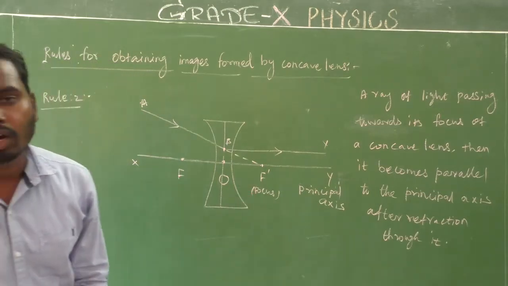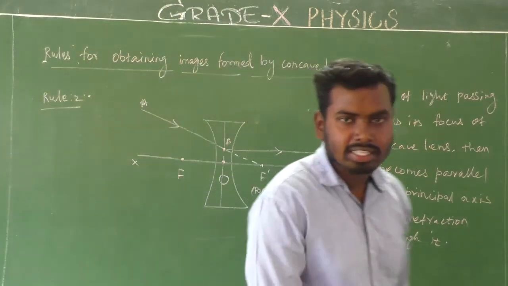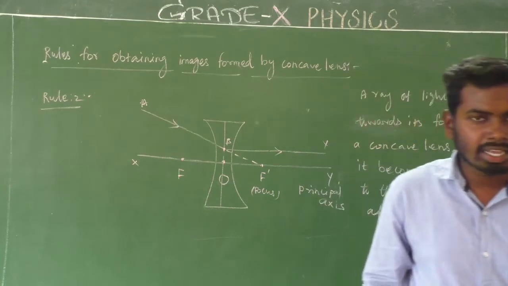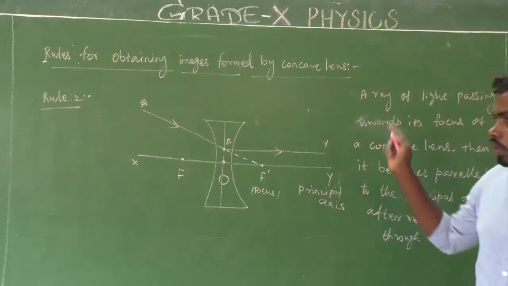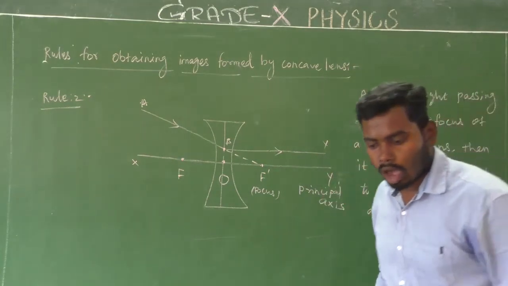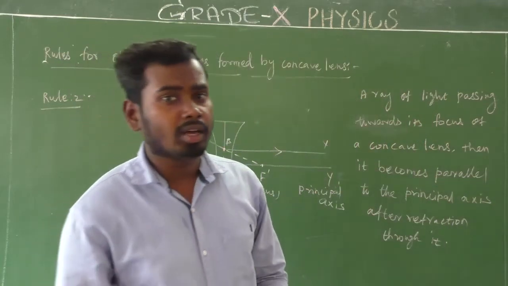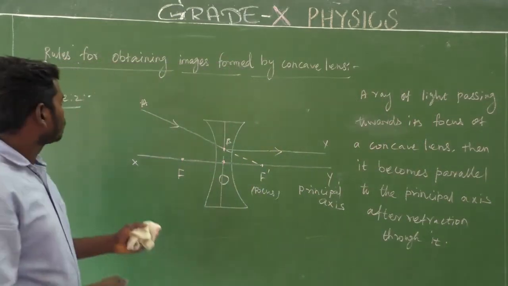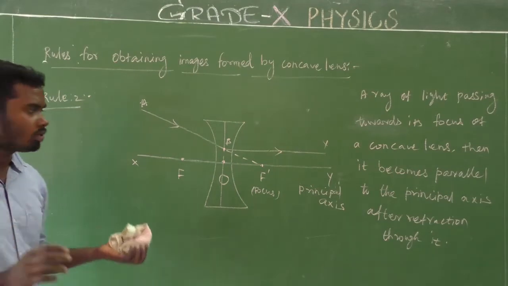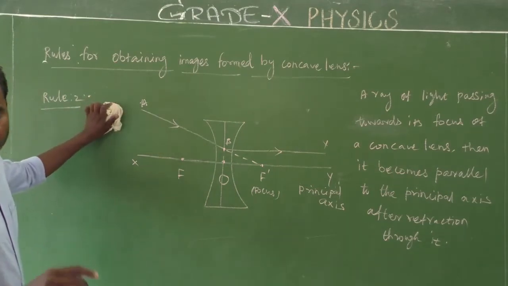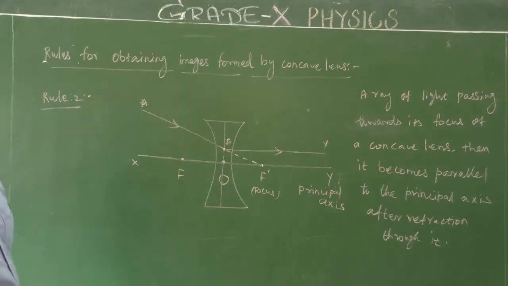So this is the second rule. The second rule is actually the reverse case of the first rule. Is it clear? Very simple. You copy it in your classwork notes. All ray diagrams should be clear in your classwork notes. Is there any doubt? No doubt. Next we will see the third one. Third rule.